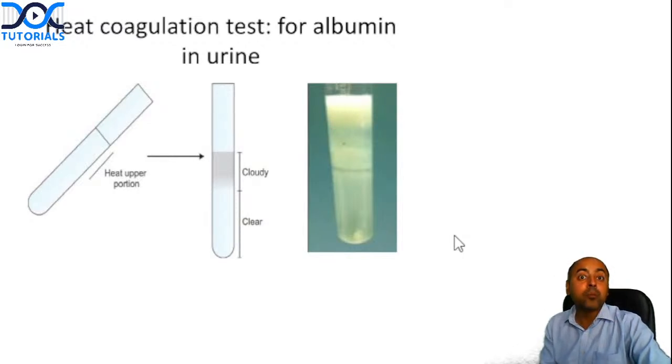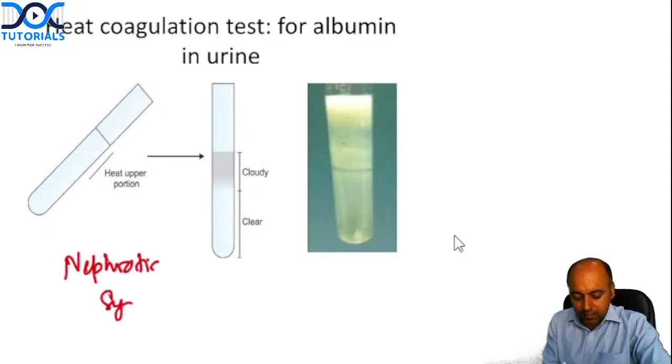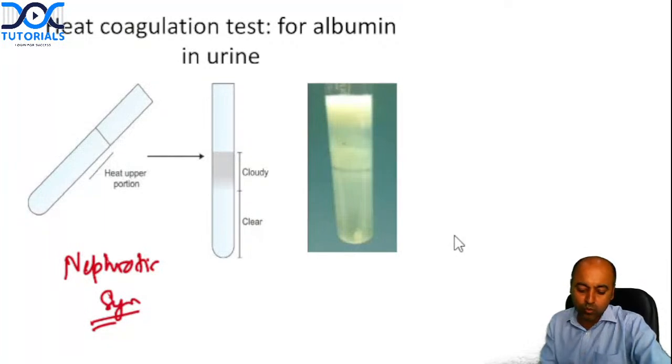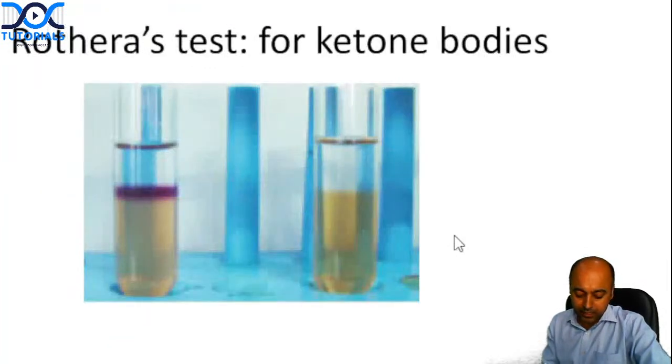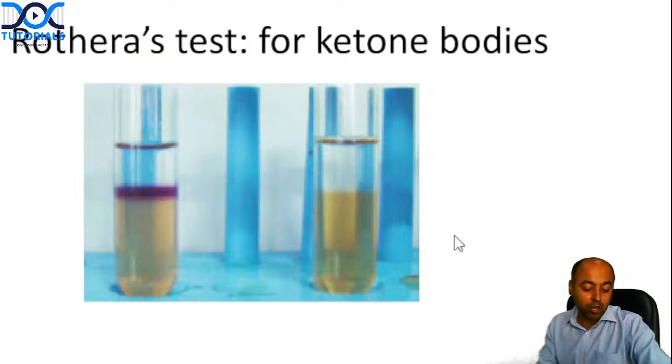This is another very common bedside test that we can do, commonly done in patients of the nephrotic syndrome, to assess the response to treatment. In the hospital setup, we can commonly do this test. And then here you can see the Rothera's test for ketone body. This is the positive result, and here you have the negative result. Negative result when the ketone bodies are not present.